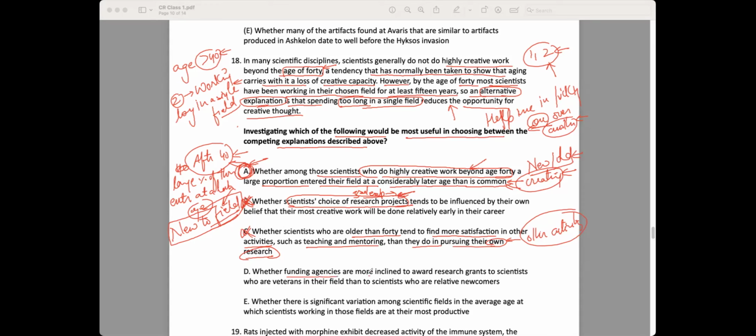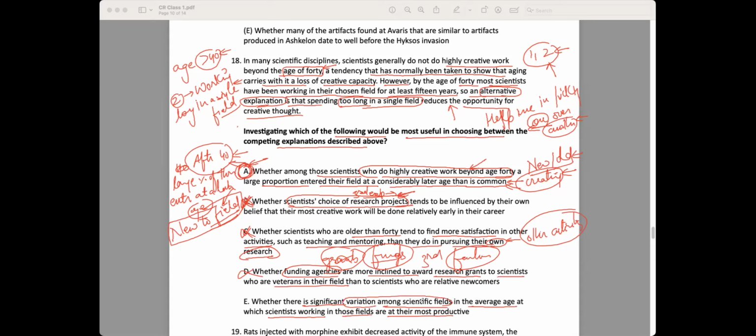D: whether funding agencies are more inclined to award research grants to scientists who are veterans in their field. Again, we are not talking about grants available, how many funds we have available. It again pulls out a third factor, some new factor. I'm not concerned with that. Okay. E: whether there is significant variation among scientific fields in the average age at which scientists working in those fields are at their most productive.